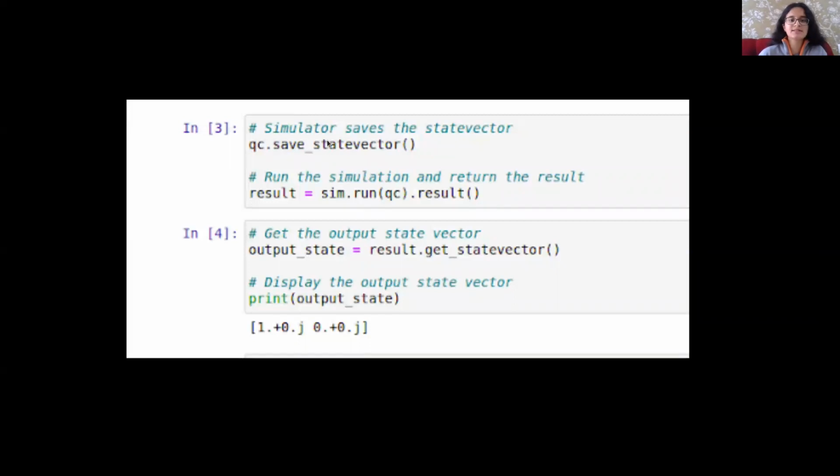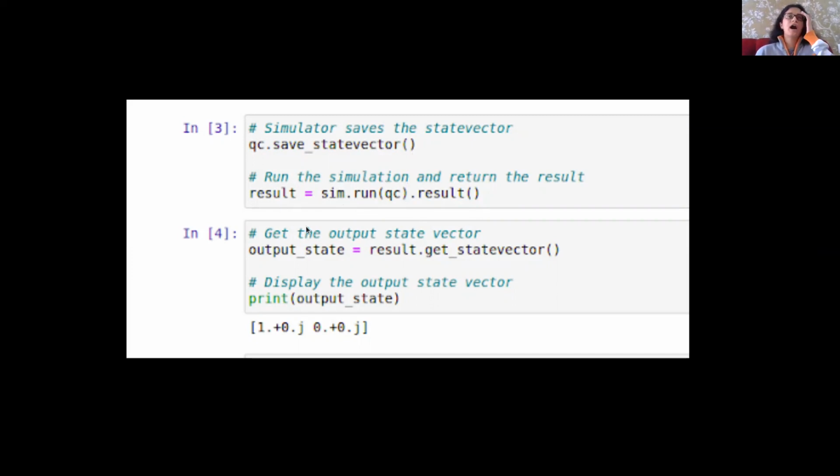So qc.save_statevector allows us to save the state that we already have, which is Ket 0 till now. So it just saves the state, and result uses sim.run(qc). So sim is the simulator that we initialized earlier, the Aer simulator, and we're asking the simulator to run this circuit and let us know the result. And that result is stored in this variable.